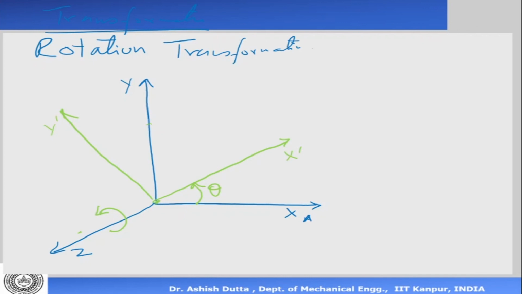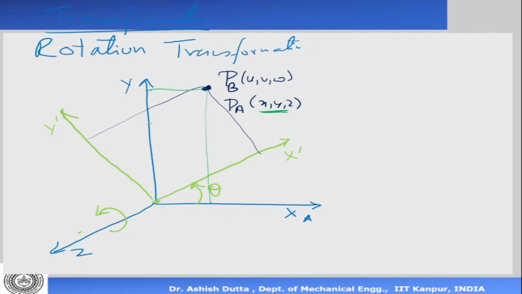Now I'm saying that if I'm given the coordinate of a point here, P, okay, U, V, W, PB in frame B, and PA, the point P in frame A as X, Y, Z. What is the relation between UVW and XYZ? What is the meaning of UVW? UVW is the projection of this point on this frame here and here. What is XYZ? XYZ is the projection of the point.